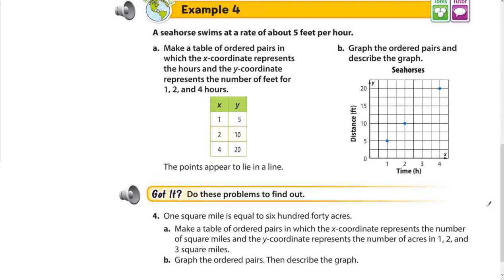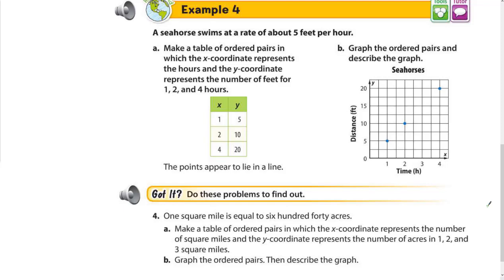So here's the seahorse. It swims at a rate of about 5 feet per hour. Make a table of ordered pairs so we can see that 1 hour, 5 feet, 2 hours, 10 feet, 4 hours, 20 feet. Go ahead and describe that with a graph. So you've got your graph paper there, your coordinate plane. You can see that laid out. And then answer the question, how does that graph look?